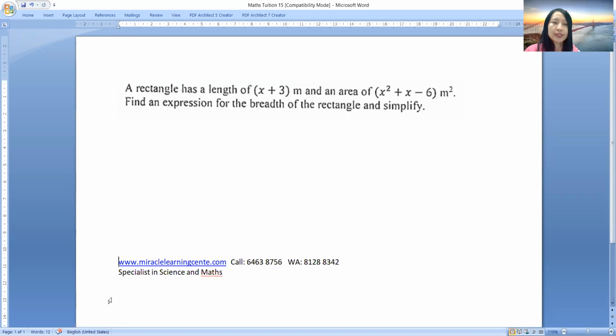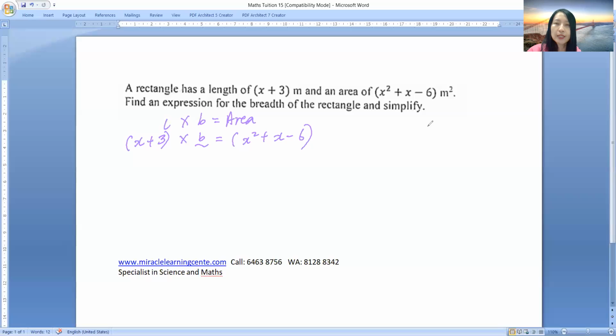So we know that the area of a rectangle is equal to length times breadth. So you take the length times the breadth, that will give you the area of the rectangle. Now we know the length, but we are not sure of the breadth. The area is given as x² + x − 6, so we'll need to factorize this in order to find the breadth.